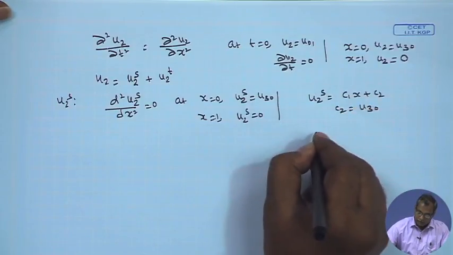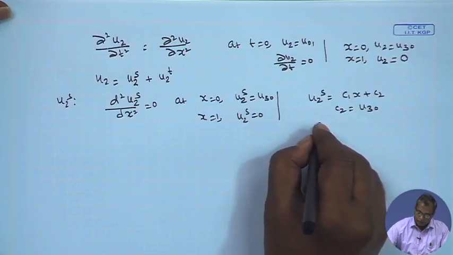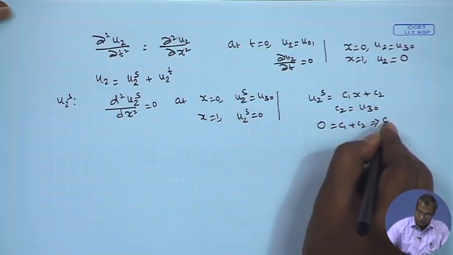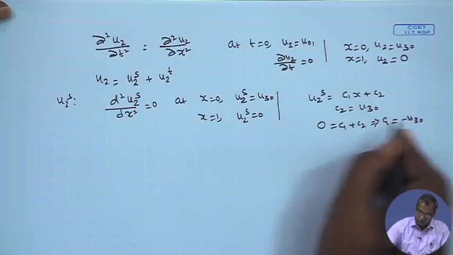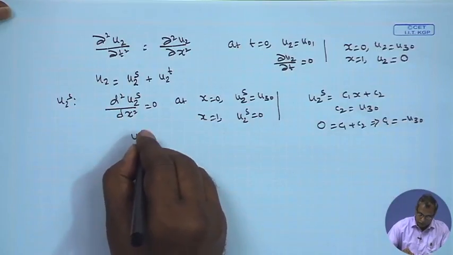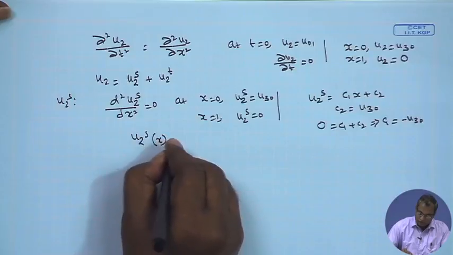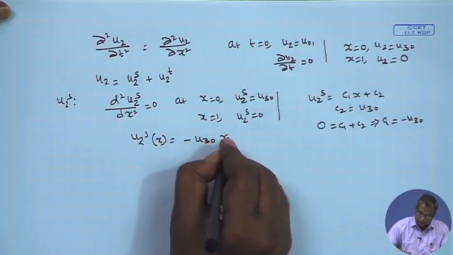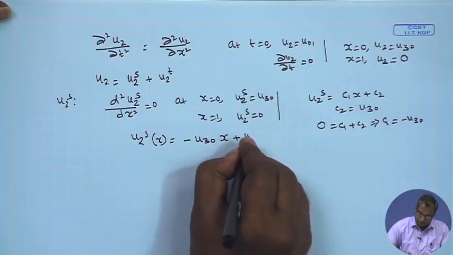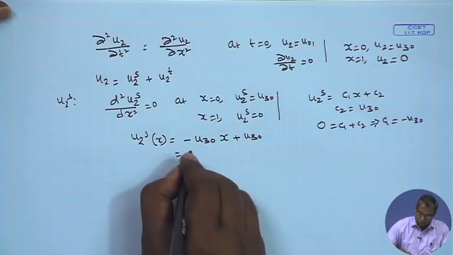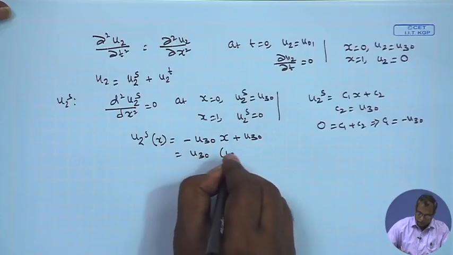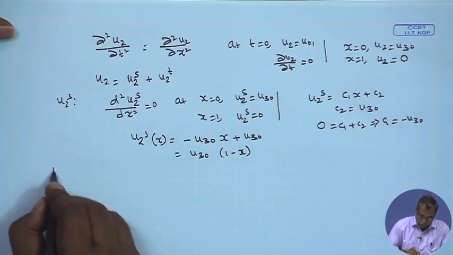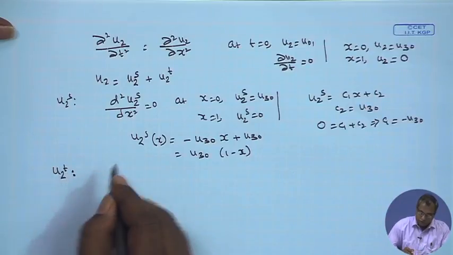And at x equal to 1, u2s is equal to 0. So, it will be c1 plus c2. So, c1 is equal to minus u3 naught. So, the solution of u2s, which will be a sole function of x, is minus u3 naught x plus u3 naught. So, u2s will be nothing but u3 naught into 1 minus x. So, therefore, we can look into the solution of governing equation of u2t.